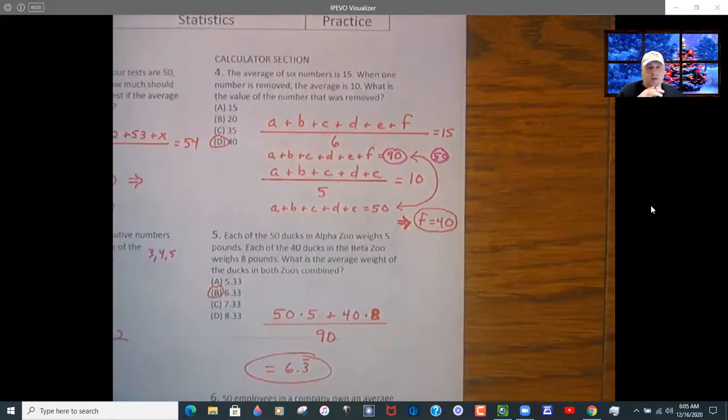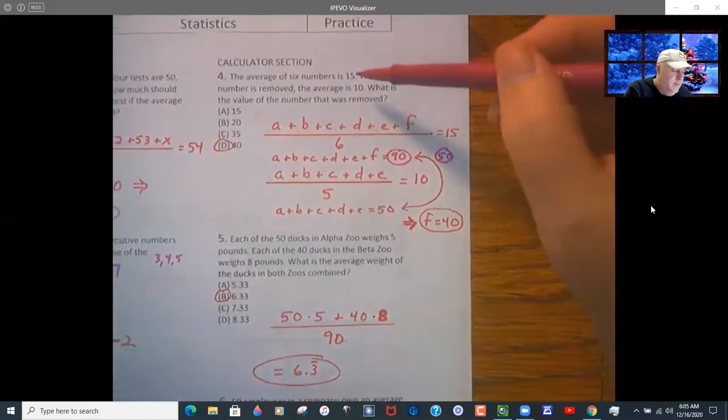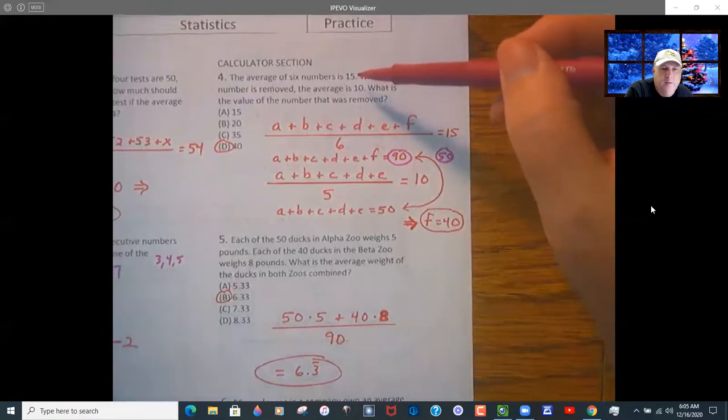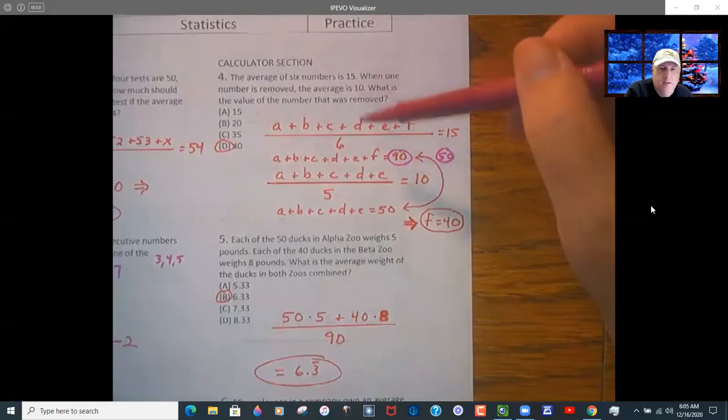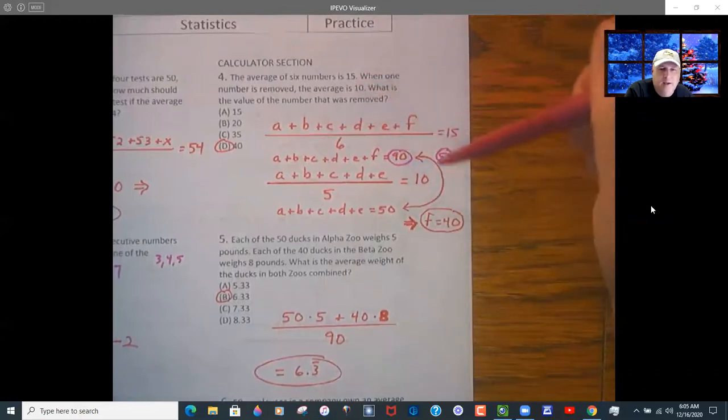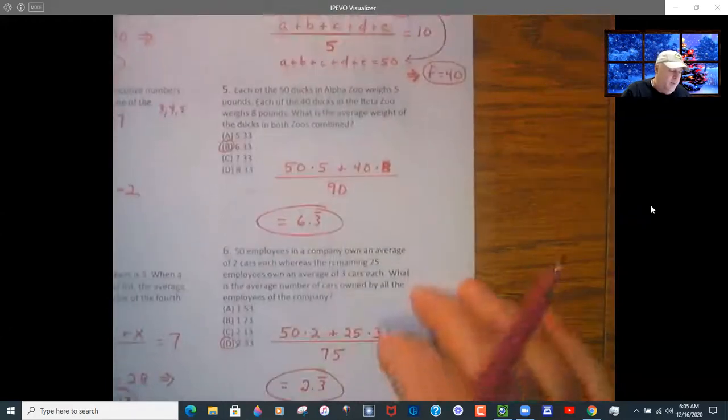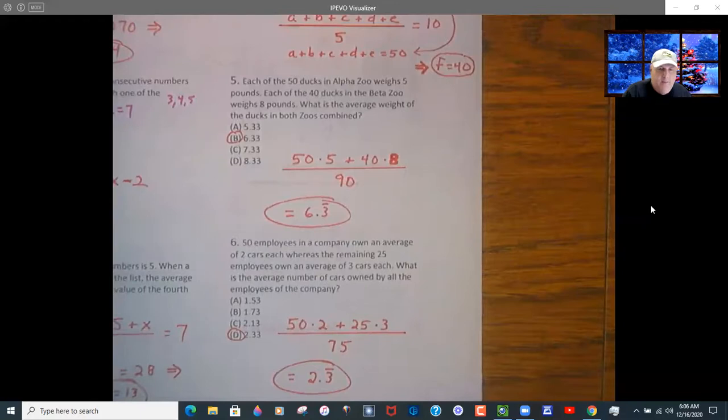So you're just really doing the count times the average to get the sum. So again, 6 numbers, if their average is 15, 15 times 6 is 90. That's what the sum's going to be. 90 over 6 is 15. And then you pull one out, the average is 10, so 10 times 5, that sum is 50, then find the difference. Number 5, what I've been waiting to get to.